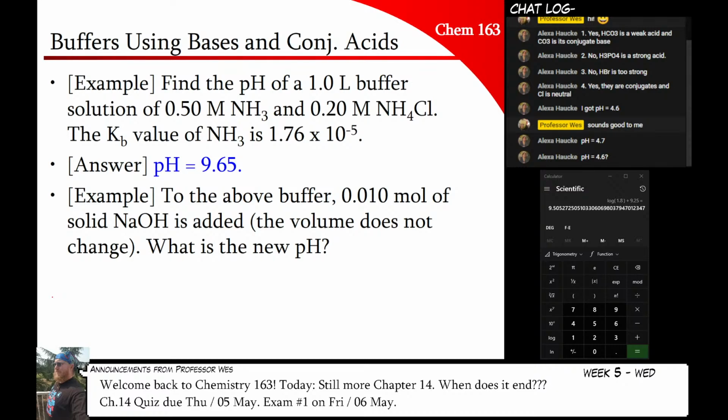Okay. So there's my buffer above. I'm going to add 0.010 moles of sodium hydroxide to it. Tell me what the new pH is if the volume doesn't change. So there's my pH before we've added it. Go ahead and do this problem. I'll give you 4 or 5 minutes. We'll go over it together, and then we'll be out of time. So it'll be a good place to stop.